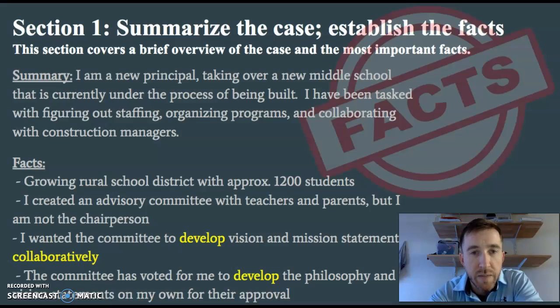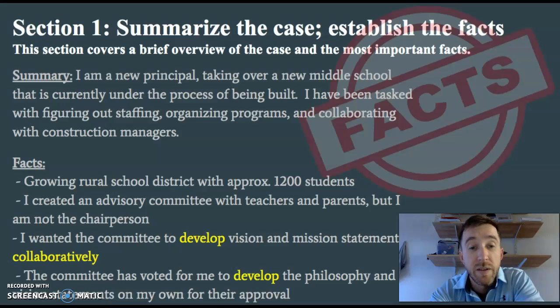In this, I am a new principal taking over a new middle school that is currently in the process of being built. I have been tasked with figuring out staffing, organizing programs, and collaborating with construction managers to oversee the development of the school. It's a growing rural school district with approximately 1,200 students, growing at a rate of about 2% a year.